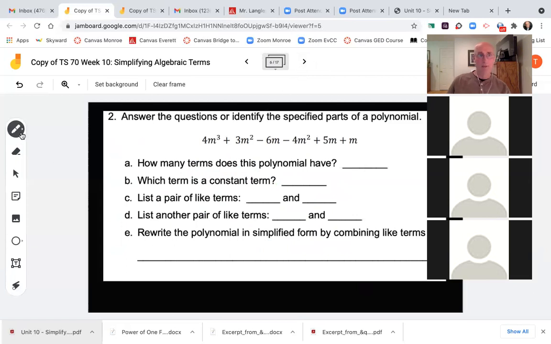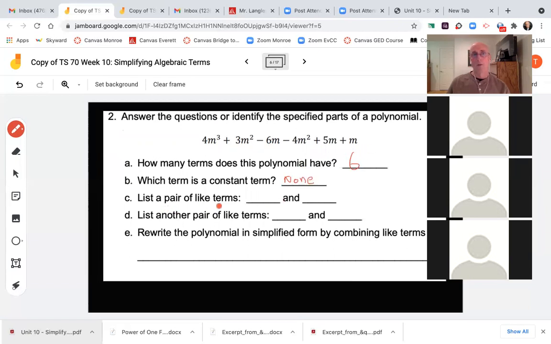All right, once again, please don't try to copy all this down, but I'm going to walk you through here. Answer the questions. How many terms does this polynomial have? 1, 2, 3, 4, 5, 6. Which term is a constant term all by itself? I'm looking at all of them. I don't see any numbers all by itself. I'm just going to put down none, unless I'm missing something here.